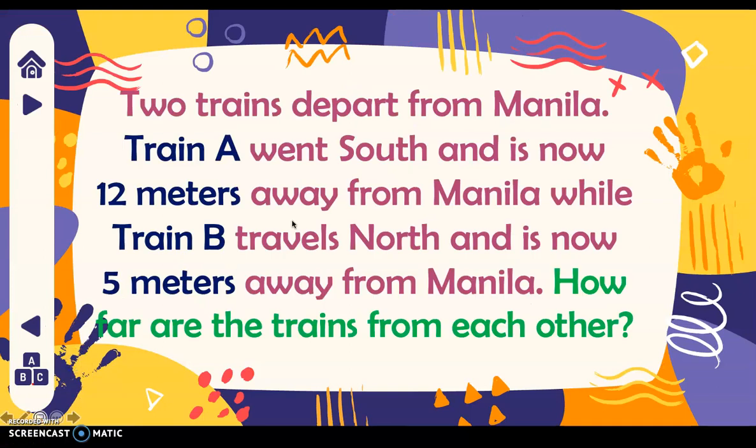Let's have another story problem. 2 trains depart from Manila. Train A went south and is now 12 meters away from Manila, while train B travels north and is now 5 meters away from Manila. How far are the trains from each other? So when you're talking about how far, that means it's the distance traveled. Now let's solve this story problem using colored chips.